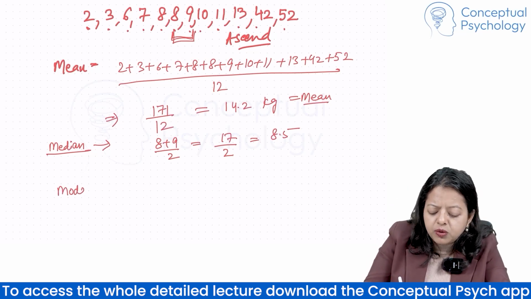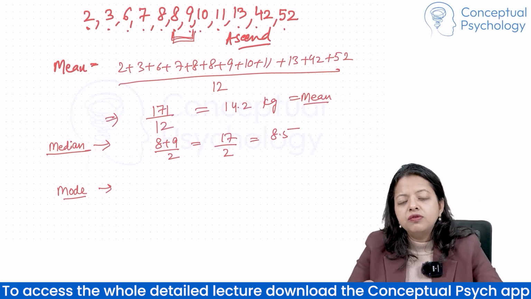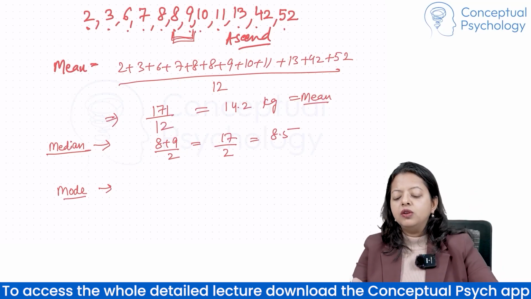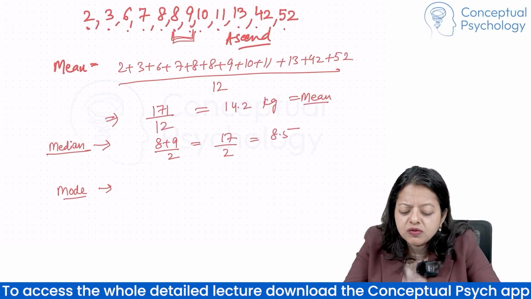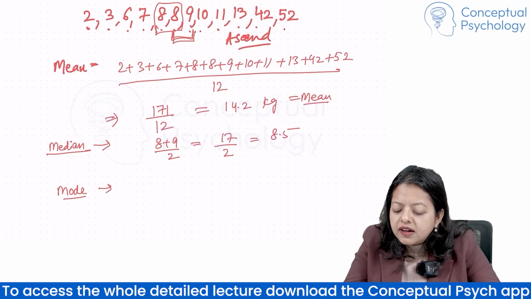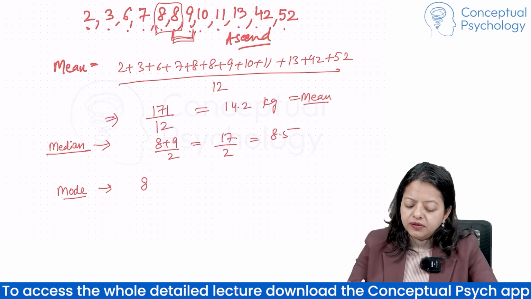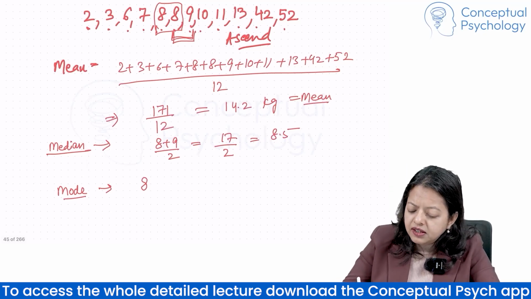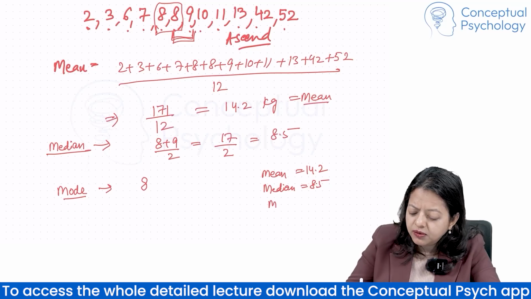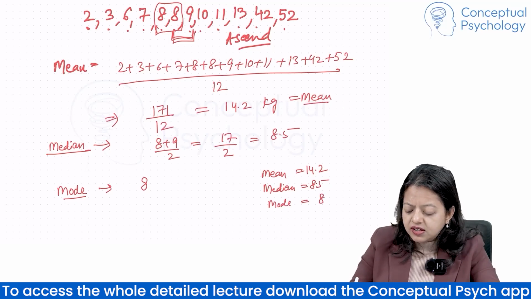Now coming on to mode. What is mode? Mode is the most frequently occurring value. So let us see which of these observations are occurring more frequently. We can see here that 8 is occurring twice and no other observation. So here 8 is the mode. So we can see that the mean in this question is 14.2, median is 8.5 and mode is 8.